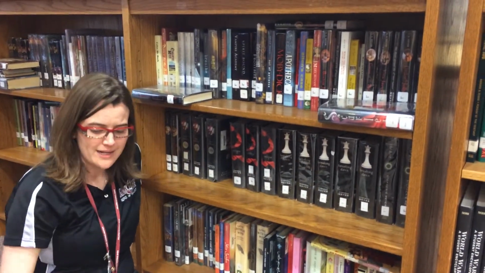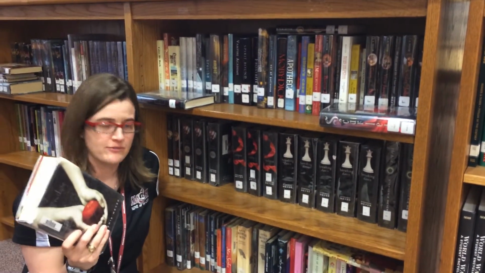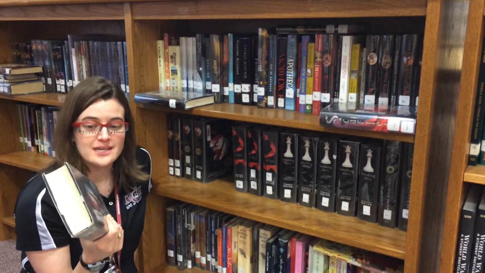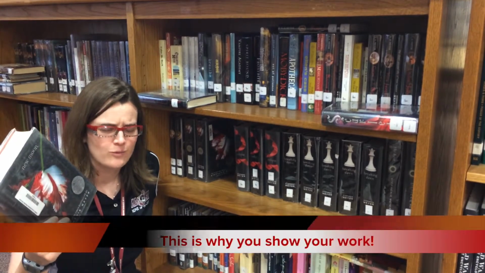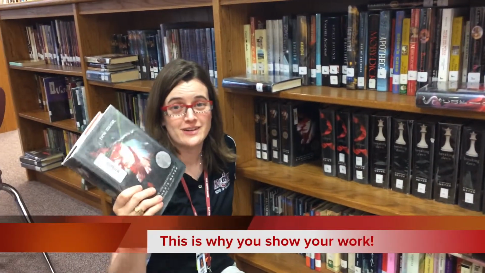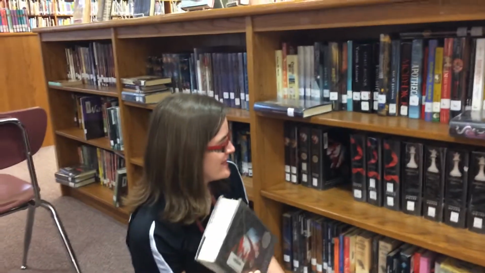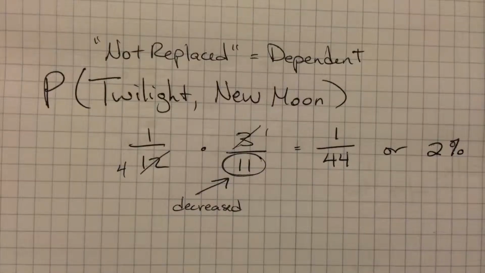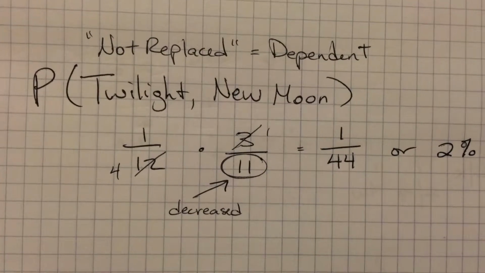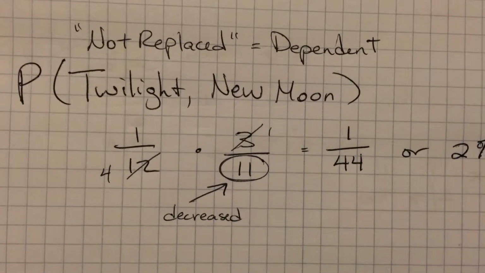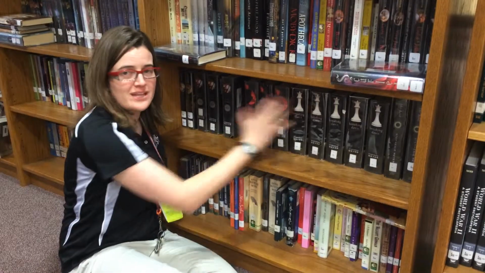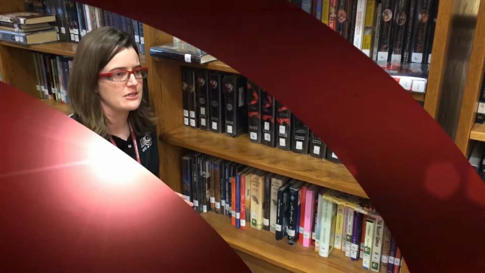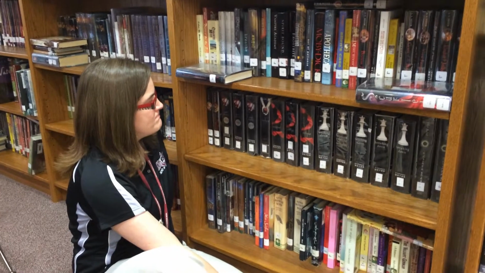So I had a 1 out of 12 chance to pick this up on the first shot, and I didn't return it. So I had a 3 out of 11 shot. So 1 out of 12 times 3 out of 11. That's the thing with dependent events: your total choices decrease. Dependent, decrease.